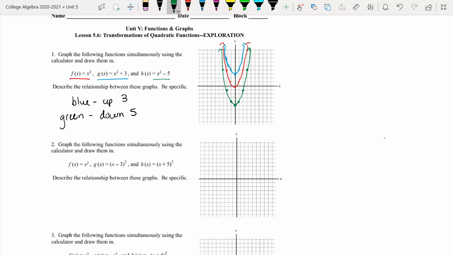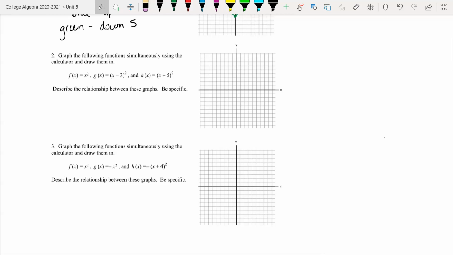If it's a number that's just on the outside of the x squared, not inside parentheses or anything like that, it's going to be up or down. So I want you to try the rest of them. Graphing. No problem. The original one doesn't ever change. You guys can use Desmos to graph this.